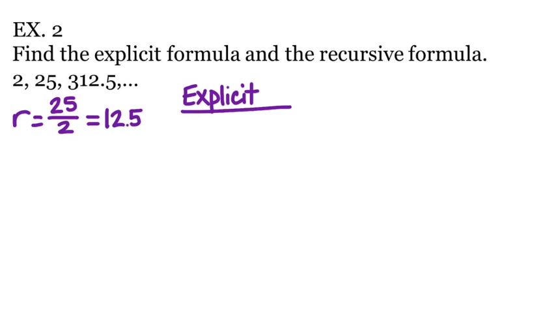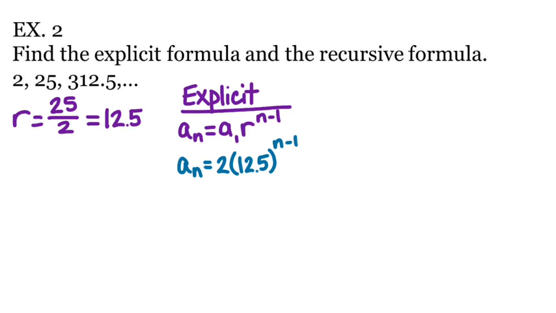So we're going to start with the explicit formula first. The formula was a sub n equals a1 times r to the n minus 1 power. So we're going to plug in the information that we know. A sub n equals 2, our first term in the sequence, and I go ahead and write the common ratio in parentheses so it doesn't get too busy with multiplication signs and looks a little crazy. Our common ratio we said is 12.5, raised to the n minus 1 power. So if I want to find the 15th term in the sequence, I can plug in 15 for n, and that would give me the value of that term.